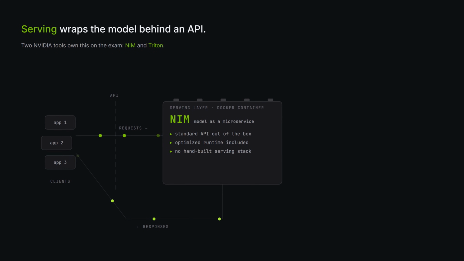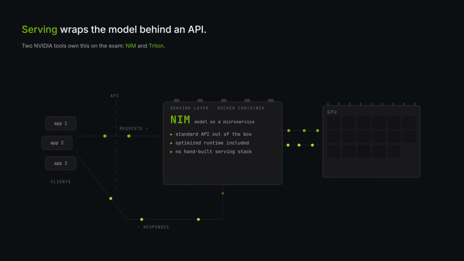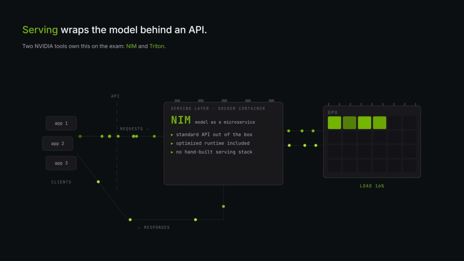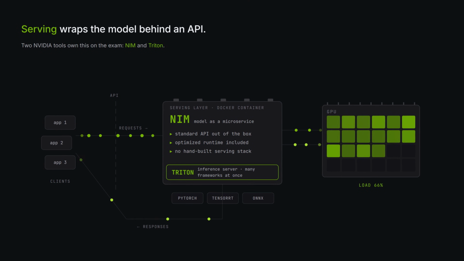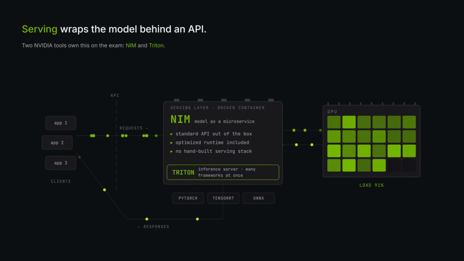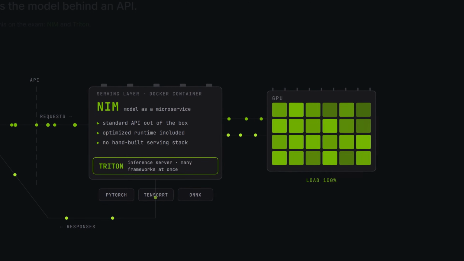NIM packages a model as an optimized microservice inside a Docker container with a standard API, so you deploy it without hand-building the runtime. And Triton is the inference server that runs models from many frameworks at once.